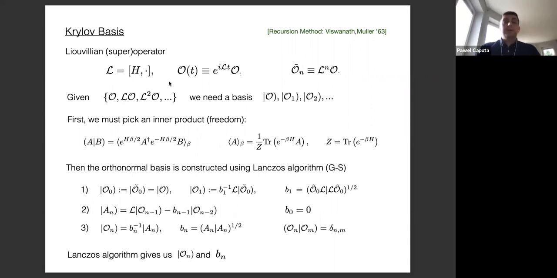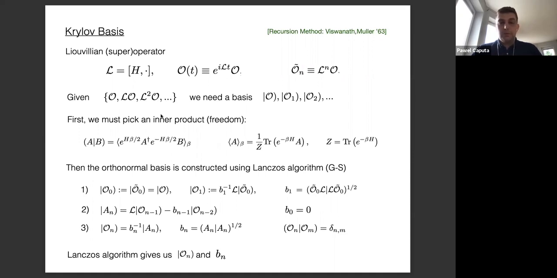And basically, to quantify the growth of the operators in this method, we'll need a basis associated with all these different powers of the Liouvillian acting on this initial operator O. And that's where the name comes from. This is the so-called Krylov basis, a method from a long time ago, associating, or building, a basis with different powers of a certain operator acting on a certain vector in the vector space.